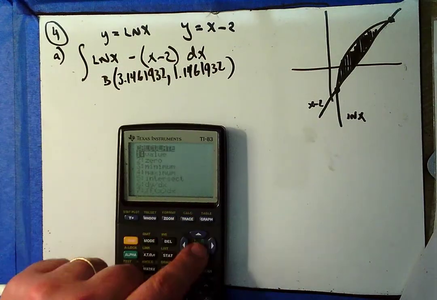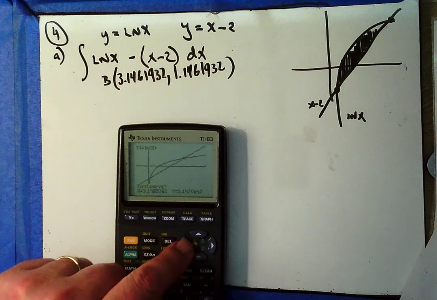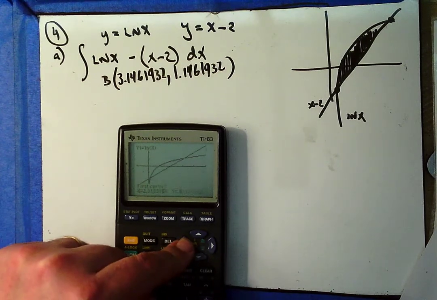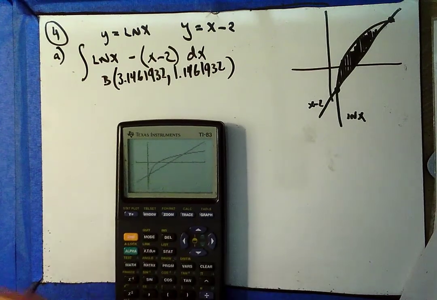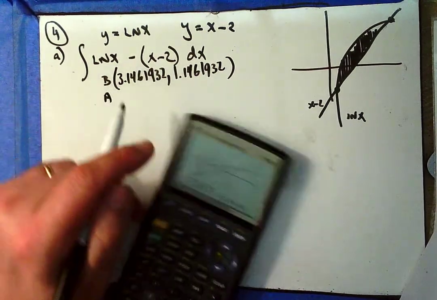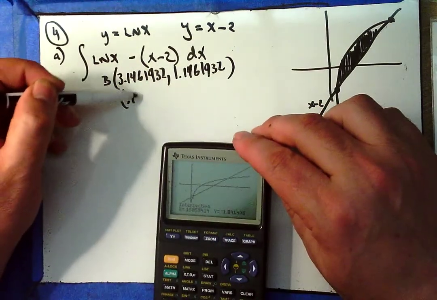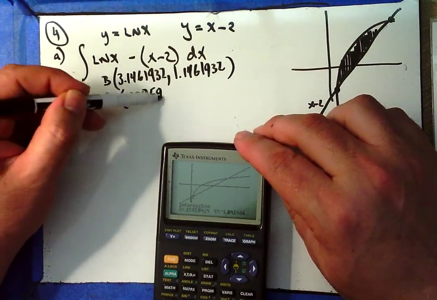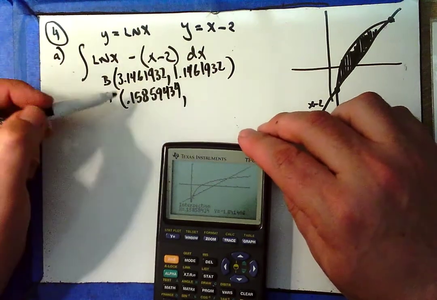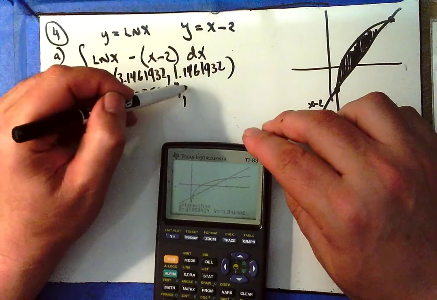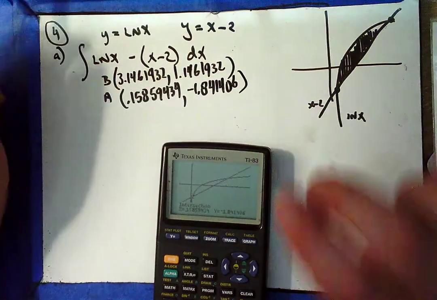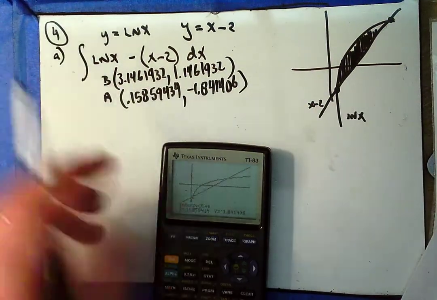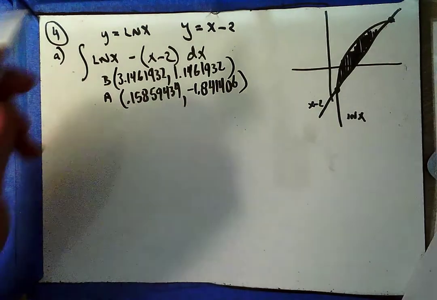Let me find this other point of intersection. Second, intersect. Bring our calculator cursor over close to the point of intersection. We don't want it to be confused and find the same point we already found again. Enter, enter, enter. And I get this other point, which I'll call A, to be 0.1585934, -1.841406. Great.